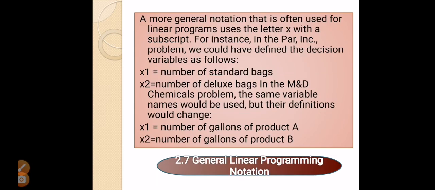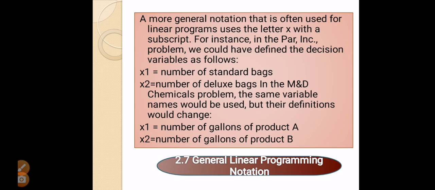2.7 General linear programming notation. To formulate a linear programming model of the Par Incorporated problem, we began by defining two decision variables, wherein S equals the number of standard bags and D equals the number of deluxe bags. In the M&D Chemicals problem, the two decision variables were defined as A equals the number of gallons of product A and B equals the number of gallons of product B.